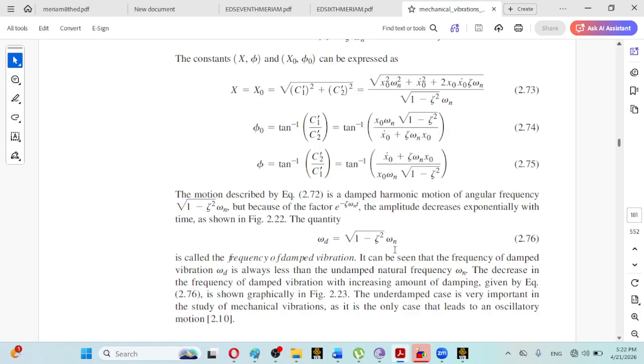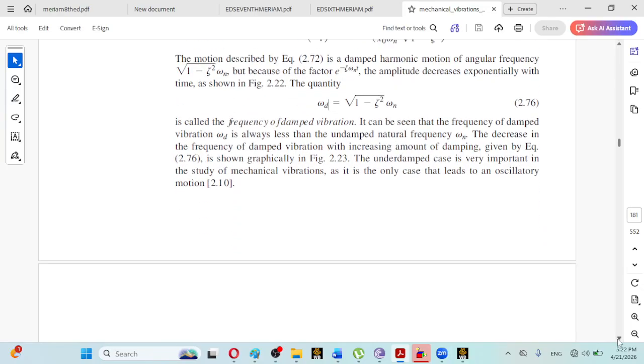As I have already explained, the damped frequency is less than the natural frequency, or the natural frequency is greater than the damped frequency, and the time period is vice versa. So in this way the underdamped case has been completed. So again here, you can read it here.